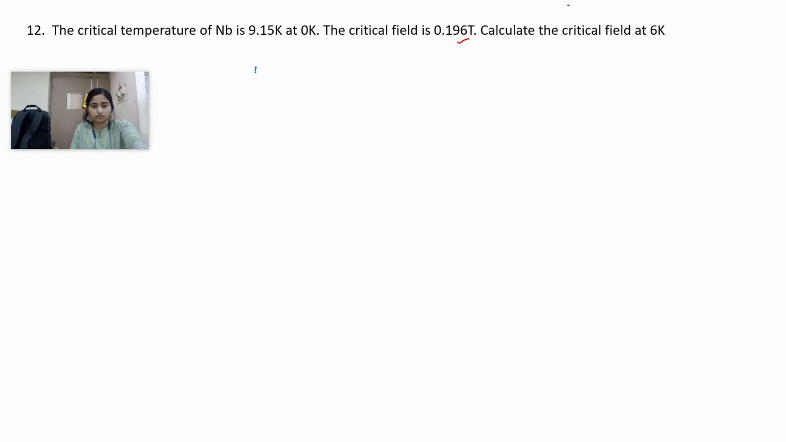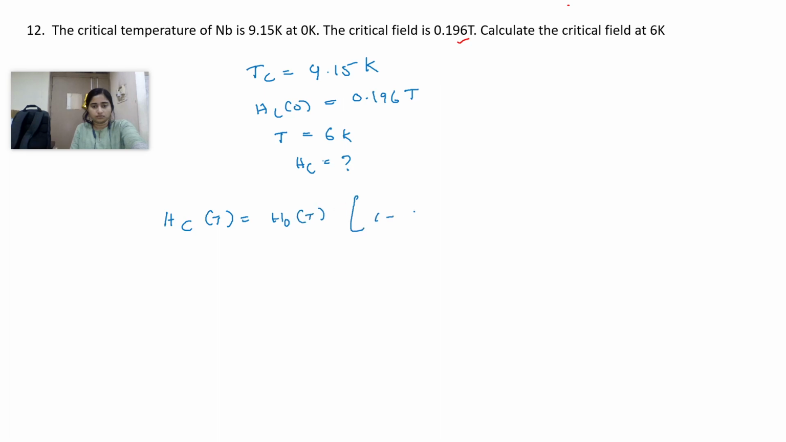So here the parameters given are Tc equal to 9.15 Kelvin, Hc of 0 equal to 0.196 Tesla, and T equal to 6 Kelvin, and Hc you have to calculate. For this we use our basic formula: Hc of T is equal to H0 times 1 minus (T divided by Tc) whole square.